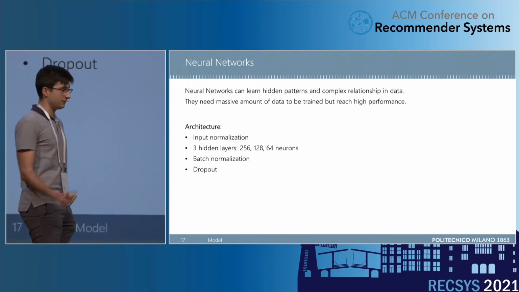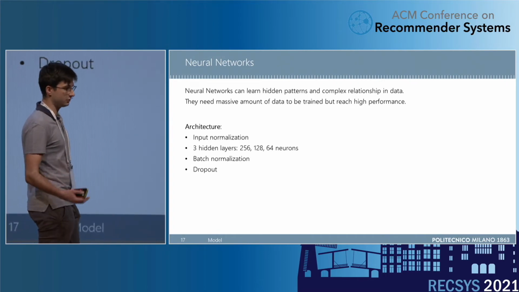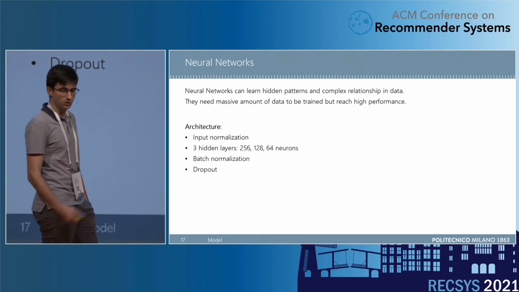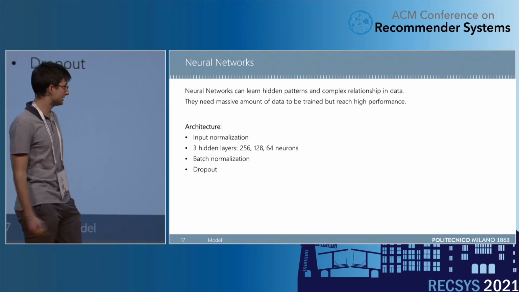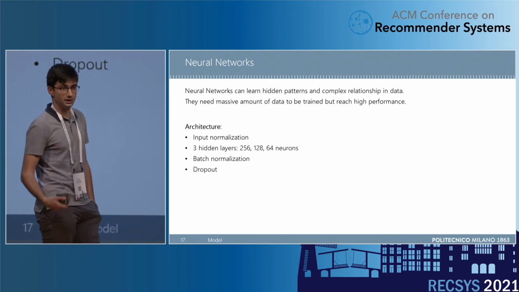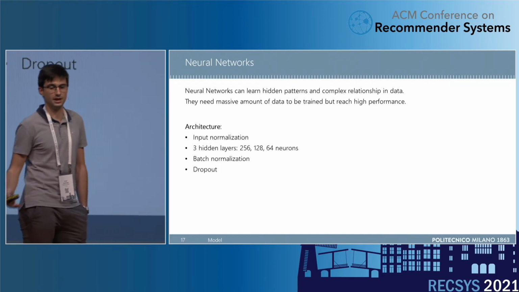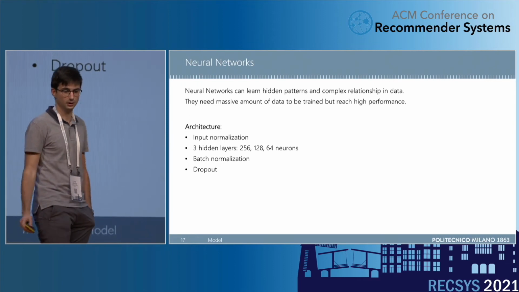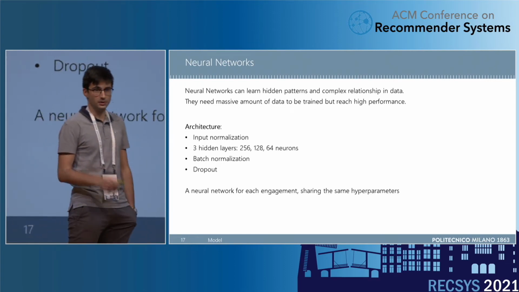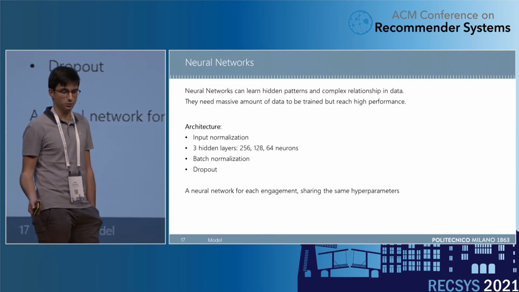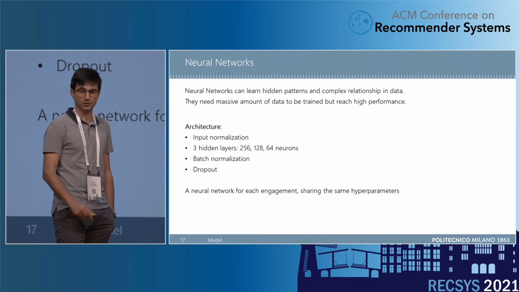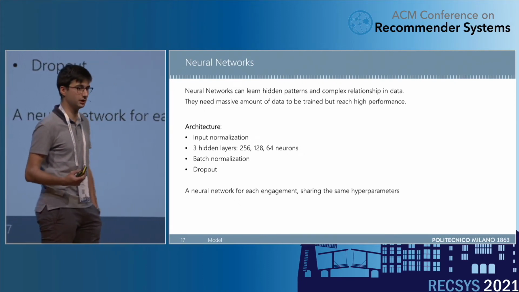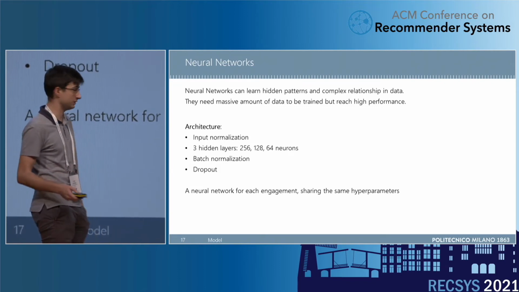We tested different configurations, and the most performant architecture we found was the one depicted in the slide. So we had an initial input normalization, then 3 fully connected layers, and then some batch normalization and dropouts in order to regularize the neural network. Differently from the gradient boosted trees, we had a different neural network for each engagement, but the architecture was shared, and so the hyperparameter tuning was common across all of these.